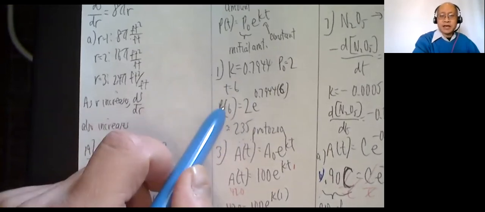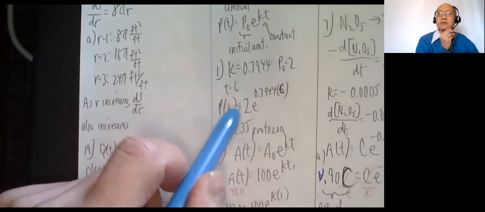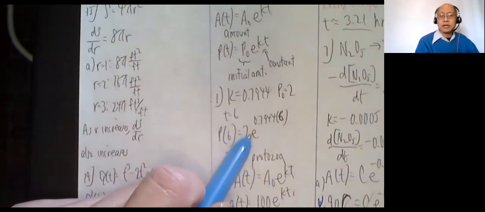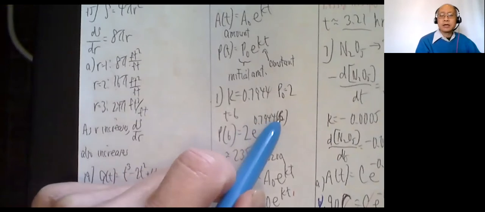So P of 6, I'm plugging in 6. P0 is 2. e to the kt.